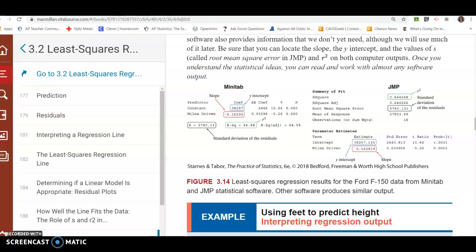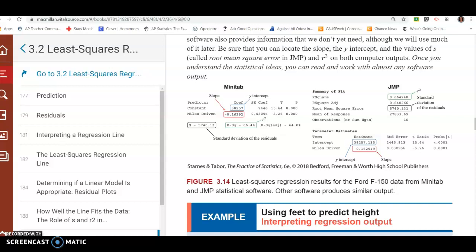So the JMP is a little different. The r squared is there, so that should be super obvious. But the standard deviation of residuals, instead of being called S, it's only labeled as the root mean square error that's there. Otherwise, the intercept again shows up first and then the slope. So all the more reason to get used to that a plus bx notation, where a coming first represents the y-intercept and then b represents the slope.